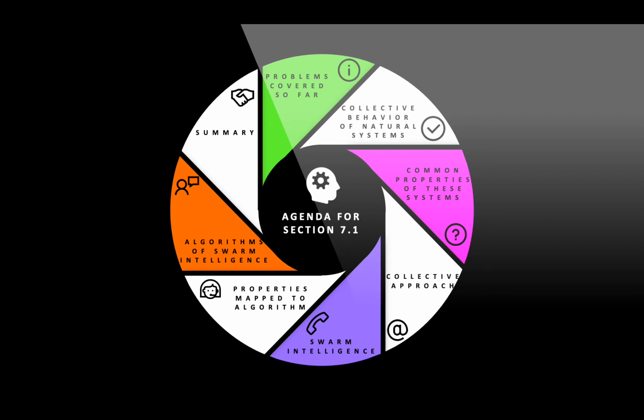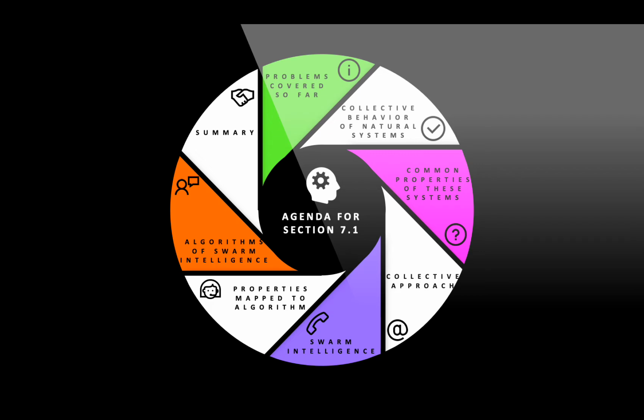So first, I'll be introducing you to the agenda for section 7.1. I'll basically be talking about the different types of search problems we have covered so far. Then we'll be talking about the collective behavior of natural systems that exist and how they are actually working together to reach a certain goal. Then I'll discuss the common properties of these particular systems. It will then be followed by the explanation of the idea of collective approach.